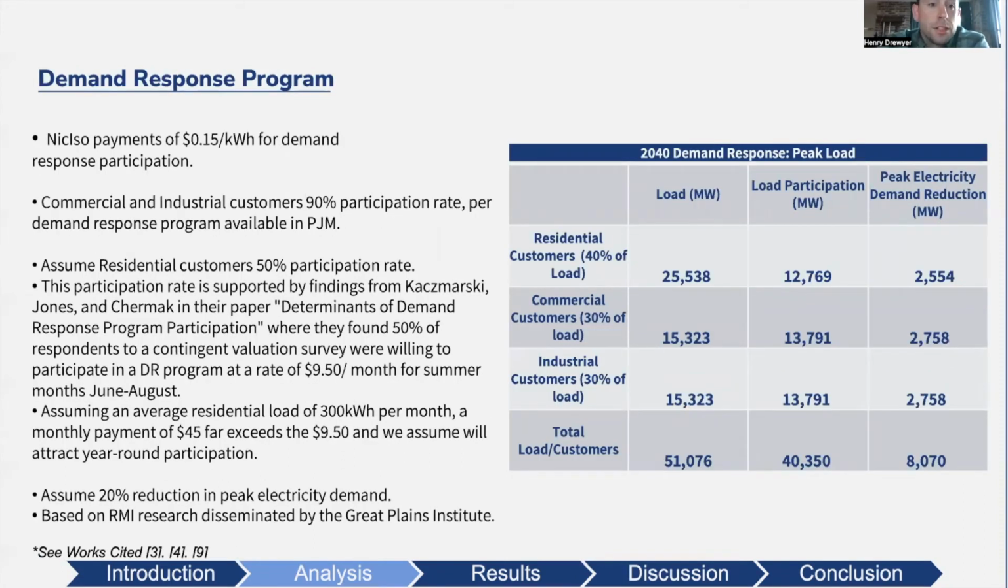And then we have our demand response program. High level here, we anticipate a 90% participation rate from commercial and industrial customers. This was based on some information from PJM. We also anticipate a residential customer participation rate of 50%. You can see here the demand by each customer segment, and then their load participation. We assume a 20% demand reduction at peak times, based on RMI research. You can see the total peak electricity demand reduction of about 8 gigawatts throughout the system by 2040.